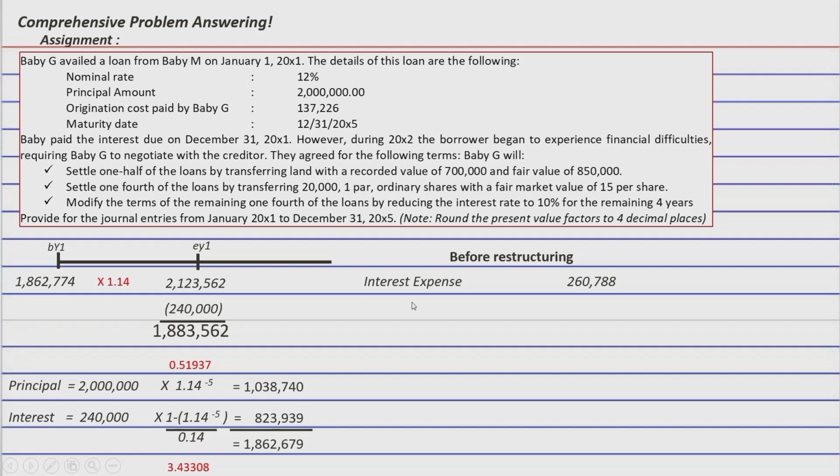Now, as for the entry, we have to debit interest expense, which is just the difference of these two, and that is 260,788. And then of course, we credit cash for the interest payment of 240,000. And since the expense is greater than the interest payment, the payable will be increased. So we need to credit loans payable of 20,788. So that's the entry.